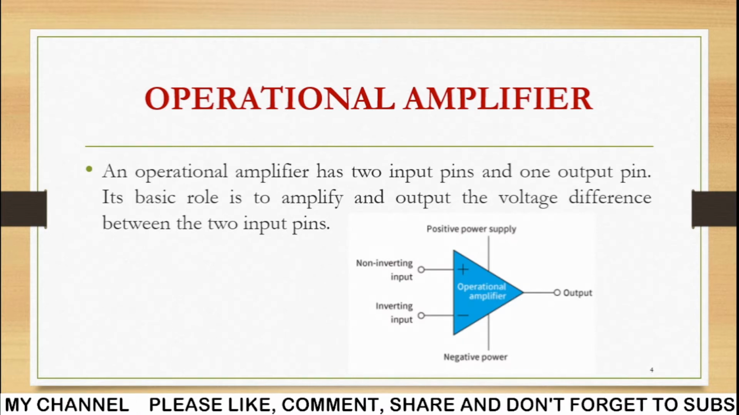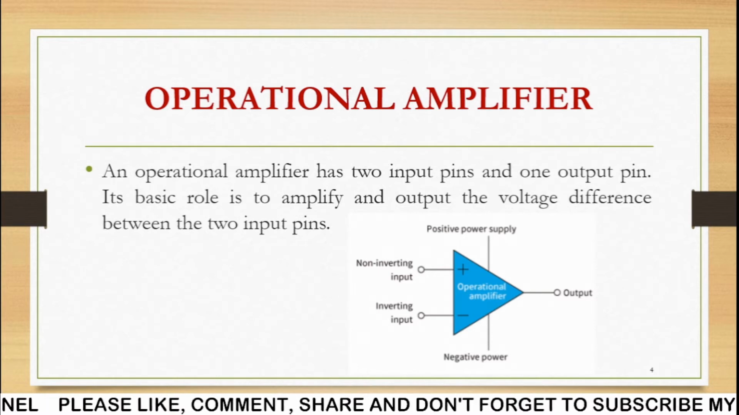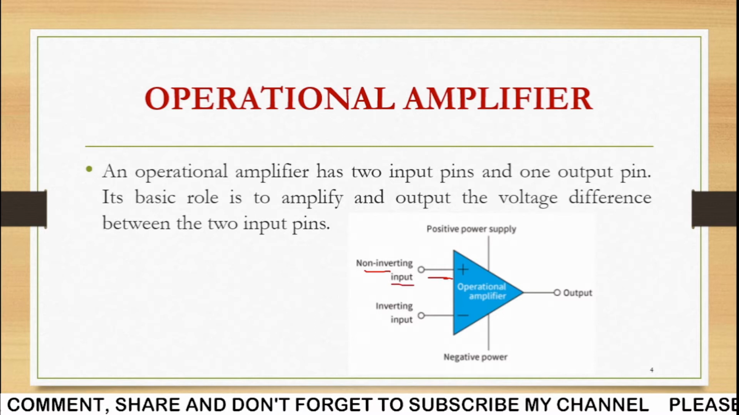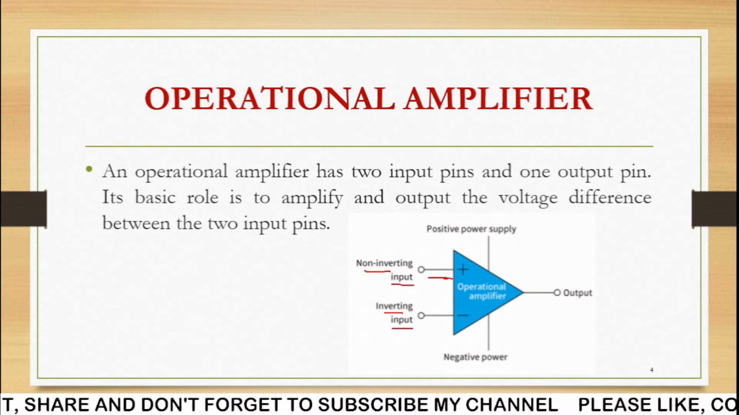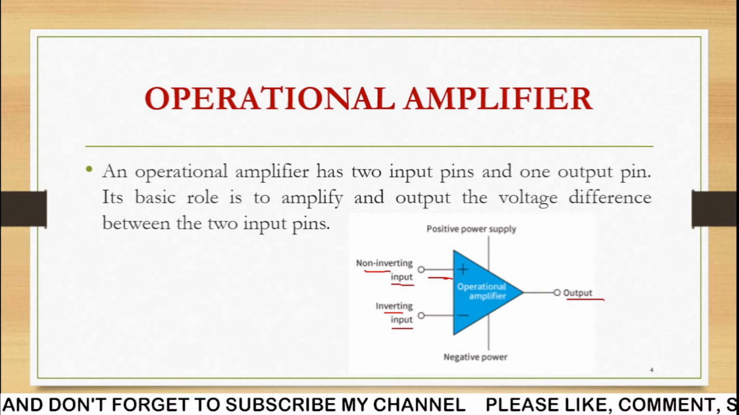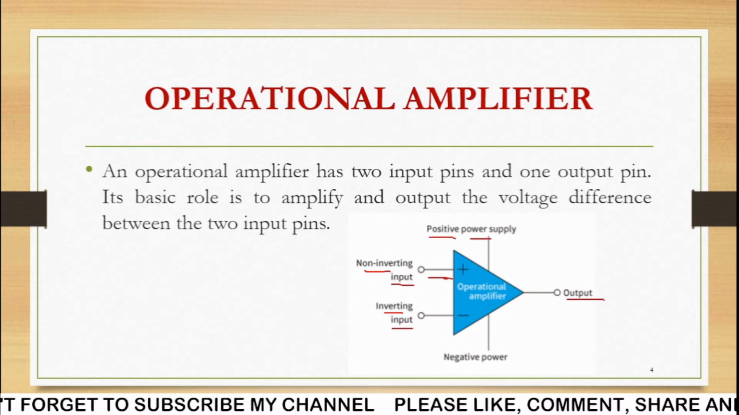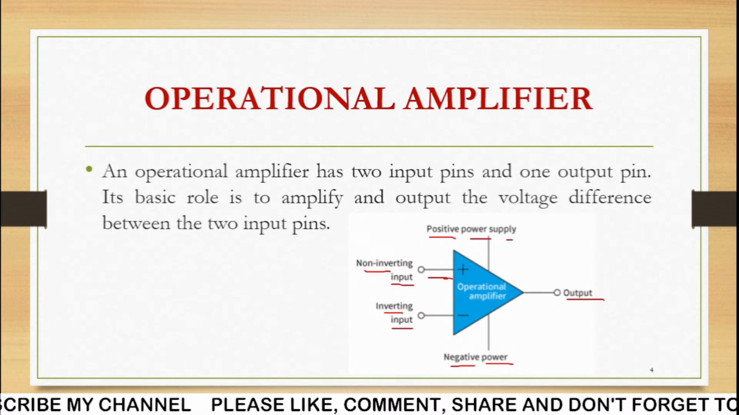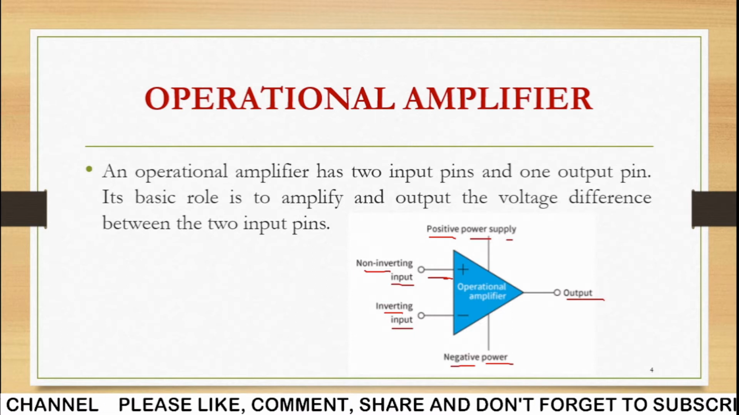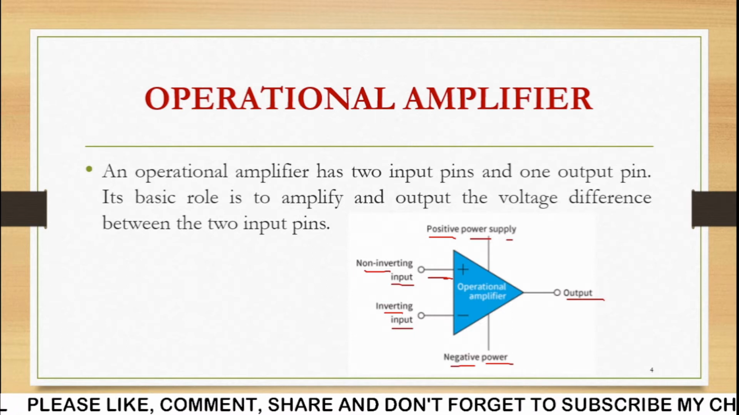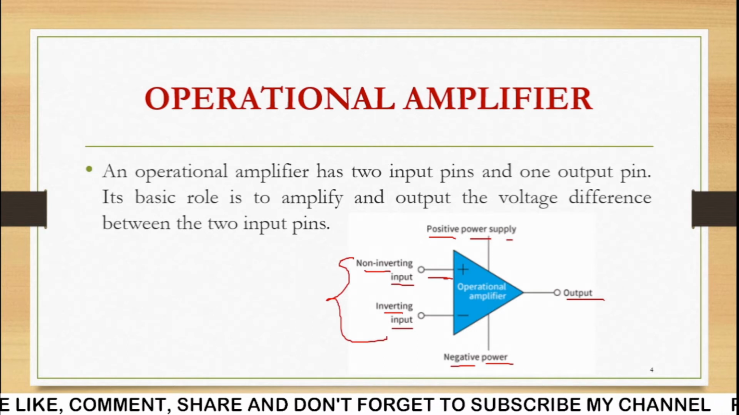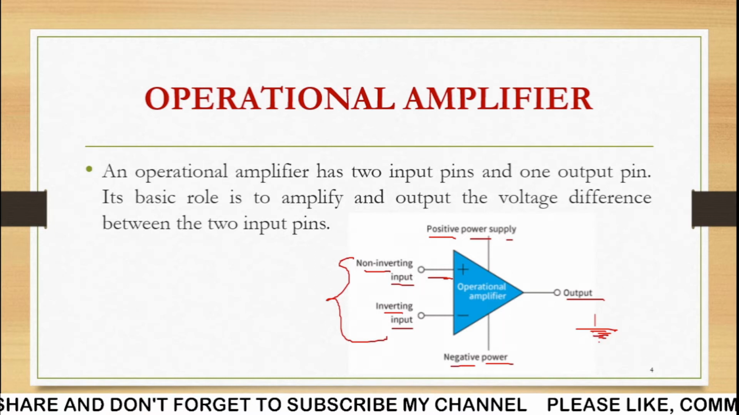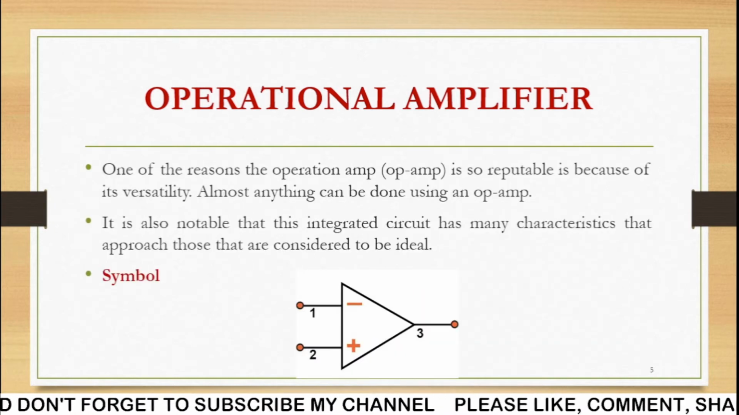Now look at how the operational amplifier looks: a triangle with a non-inverting input terminal and an inverting input terminal. There are two inputs, which we call differential inputs, and we have an output that we measure with respect to ground. It is a single ended output with two power supplies, a positive power supply and a negative power supply. So the operational amplifier has two inputs, non-inverting and inverting, and one output, and its role is to amplify; the output will be the voltage difference between the two input pins. So this is the symbol of the operational amplifier.